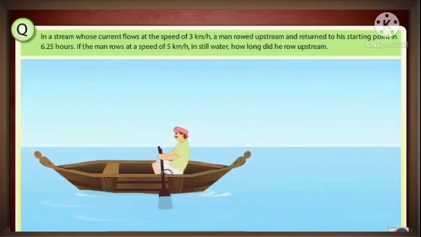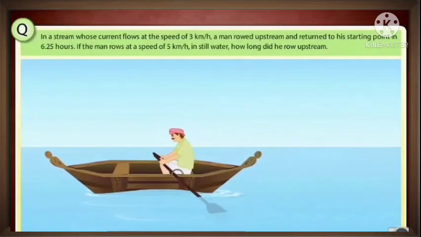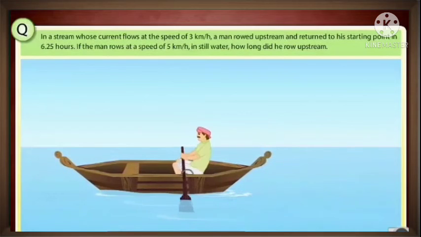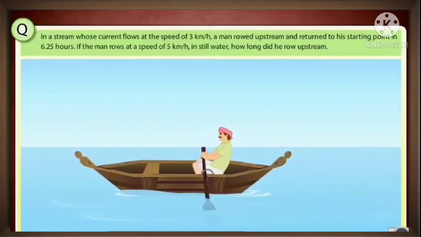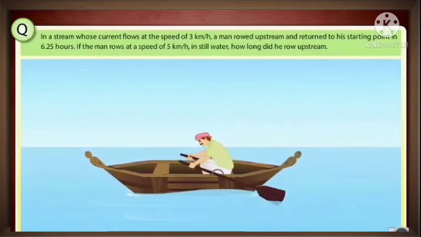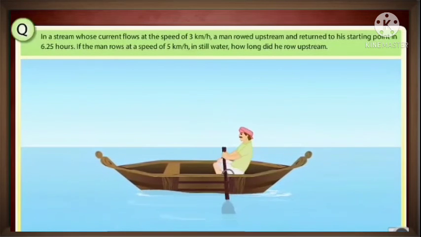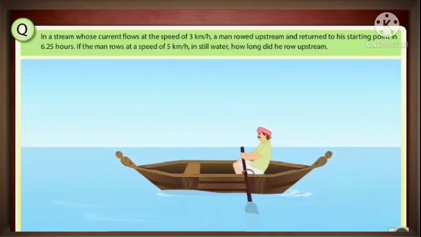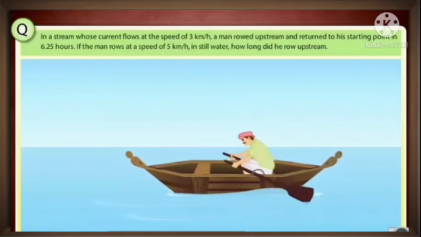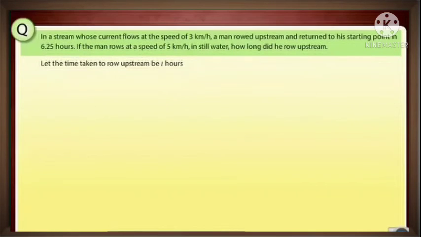In a stream whose current flows at the speed of 3 kilometers per hour, a man rowed upstream and returned to his starting point in 6.5 hours. If the man rows at a speed of 5 kilometers per hour in still water, how long did he row upstream? The first step in solving this problem is to let the time taken to row upstream be t hours.